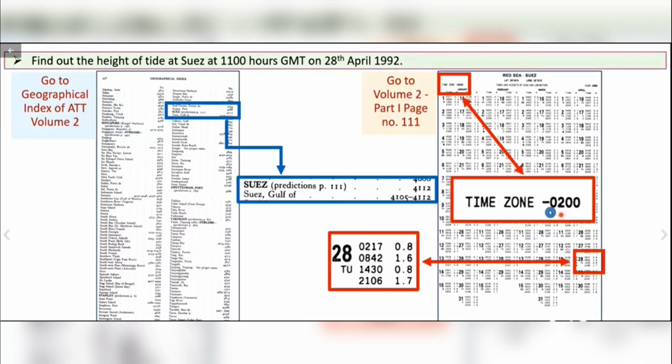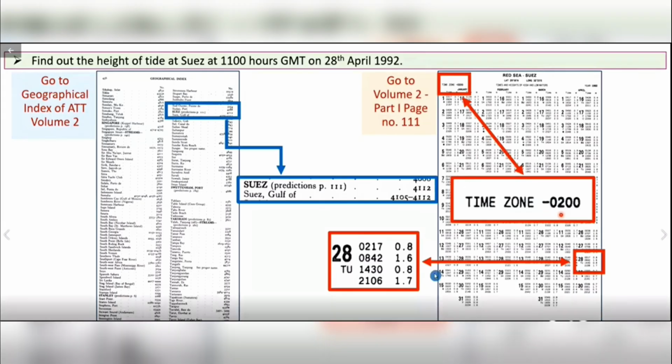Correct, it will be added to the GMT to get the Suez time. Okay, let's move ahead.